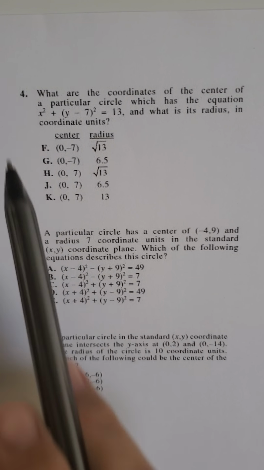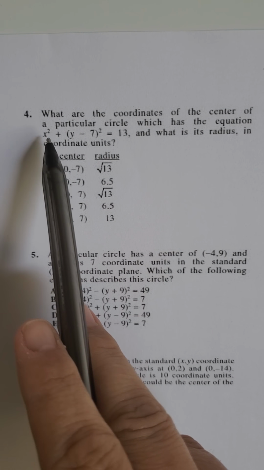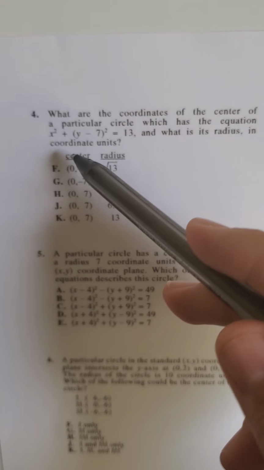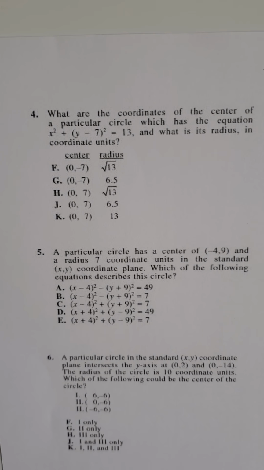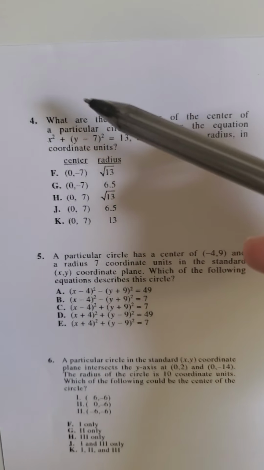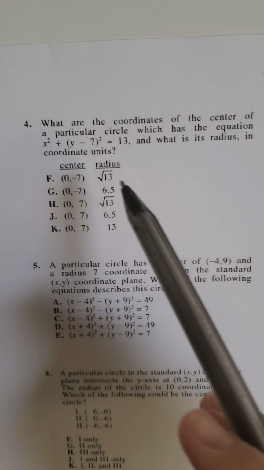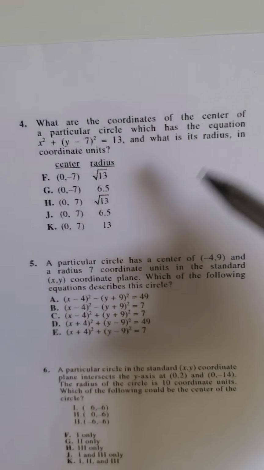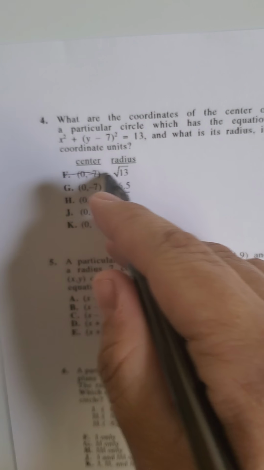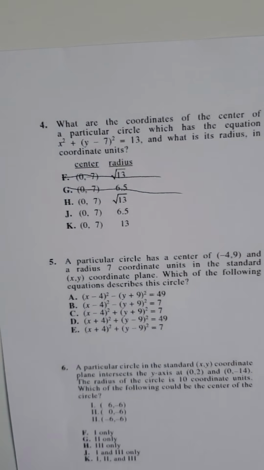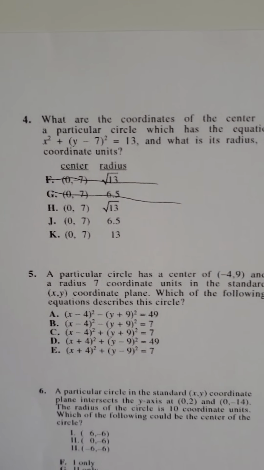So if I look at this, I'm not subtracting or adding anything to x, so I know it's 0, which they all are. And then I'm subtracting 7, if I remember back to my formula, minus, I would change it to a positive 7. So now I know it's not F or G, okay? So now it's either H, J, or K.